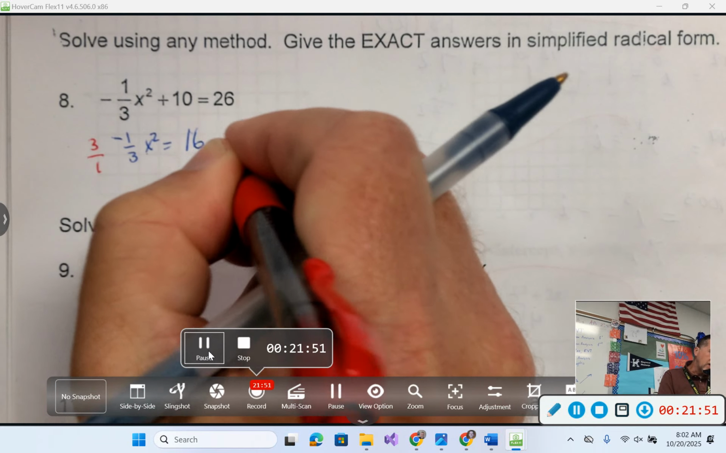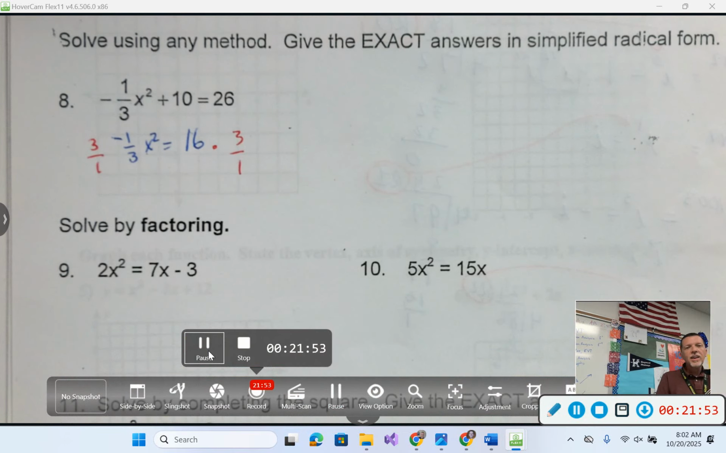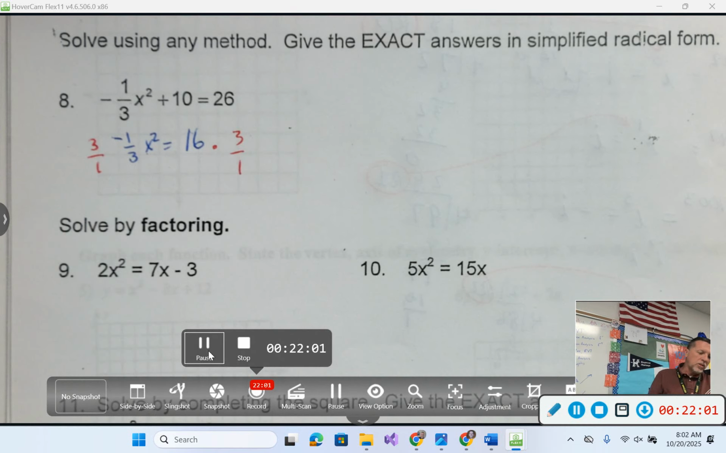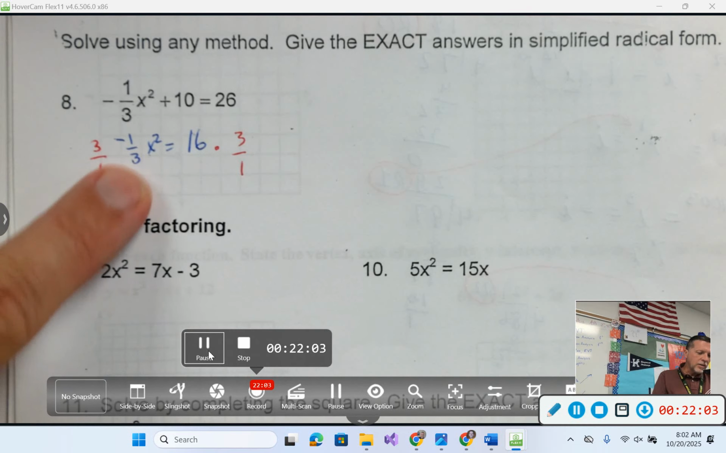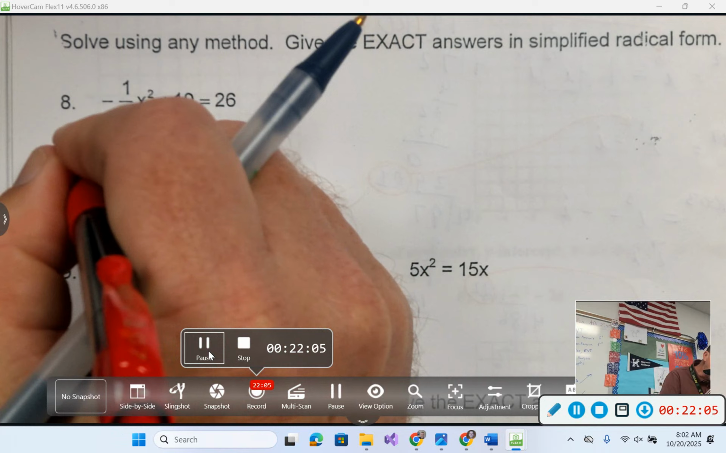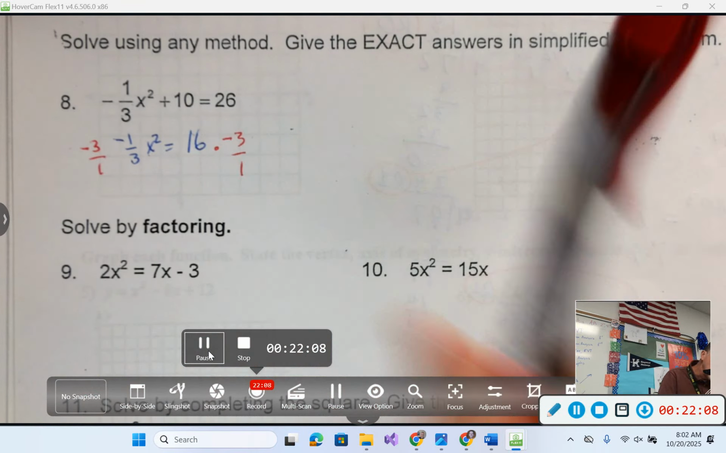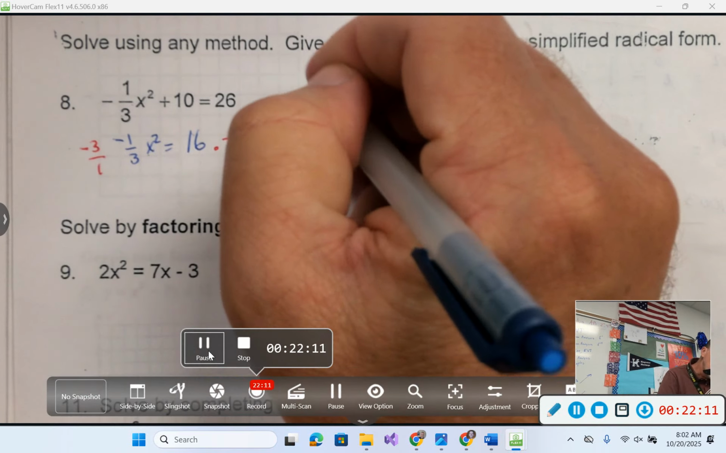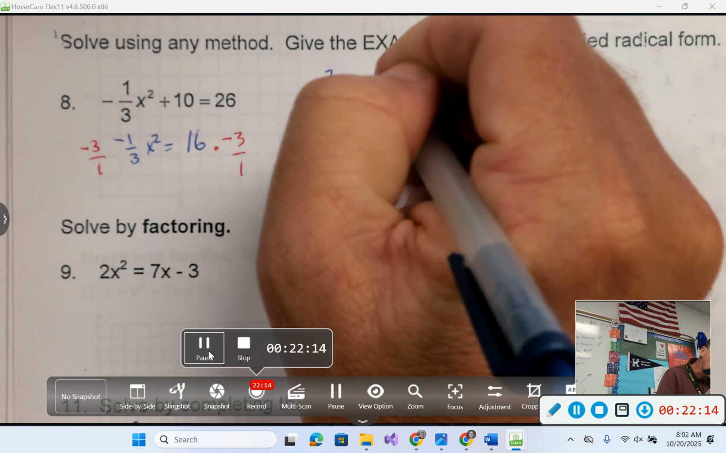But while we're fixing things, I would say let's multiply by negative 3 over 1. That way we fix the sign as well. So you could do that in 2 separate steps, and I like the 3 over 1 because that will fix the fractions. But again, while we're fixing things, we may as well fix the negative sign as well. So x squared equals negative 48.